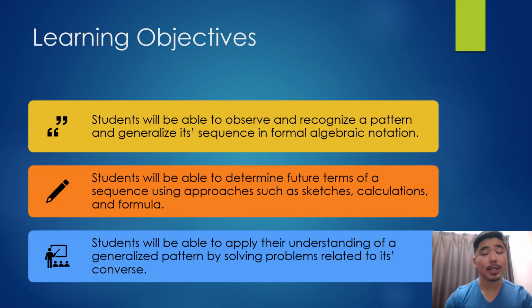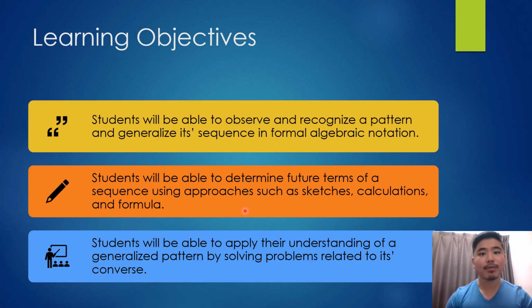So my learning objectives were broken up into 3 distinct categories. My first objective was for my students to be able to observe and recognize a pattern and generalize its sequence in formal algebraic notation, which means I want my students to be able to see the pattern of the staircase and be able to write it using algebraic symbols. Then I want my students to be able to determine the future terms of a sequence using approaches like sketches, calculations, or formula. So they have multiple ways that they can find these future terms, but they need to come up with some sort of strategy for it.